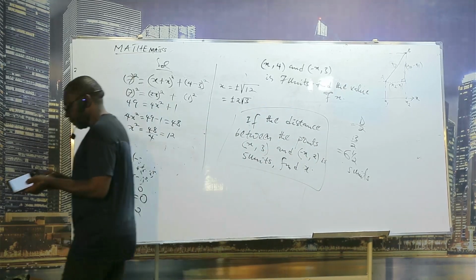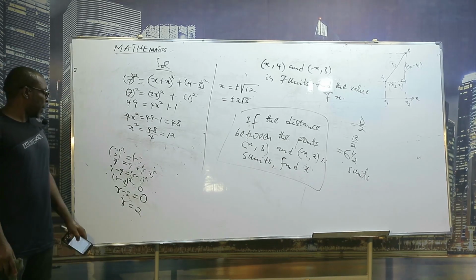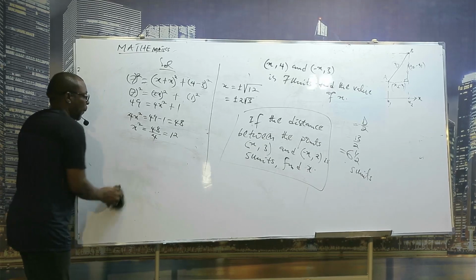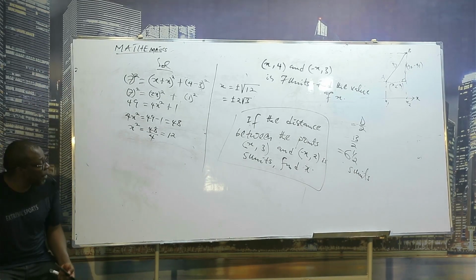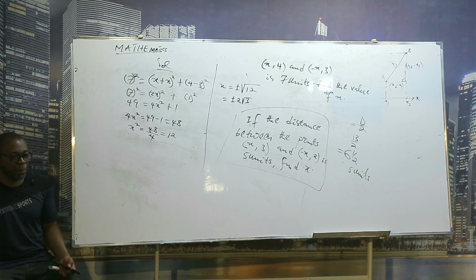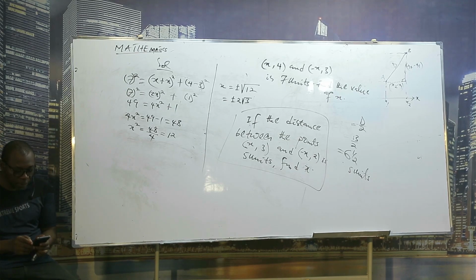It's still the same thing. Look at the next one. If the distance between the points x, 3 and minus x, 2 is 5 units, find x.